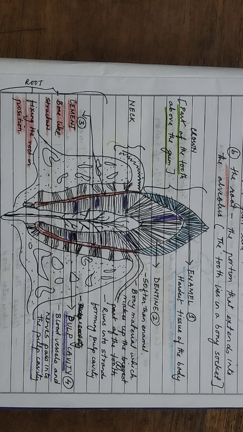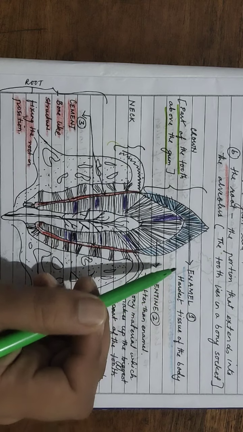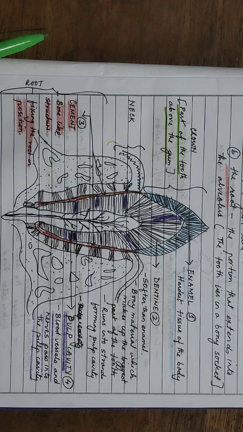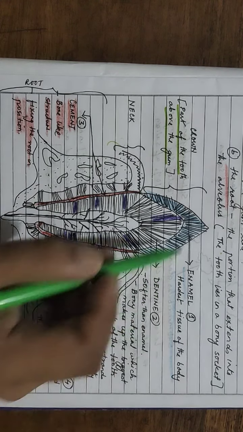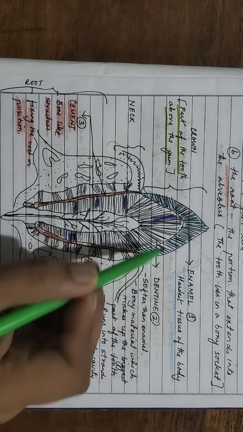What is an alveolus? Do not get mixed up with the alveoli of the lungs. The tooth lies in a long socket; this socket-like thing is known as the alveolus. So we need to know each and every part and its function. First we'll start with enamel, the hardest tissue of the body. Simple. Next, dentine.